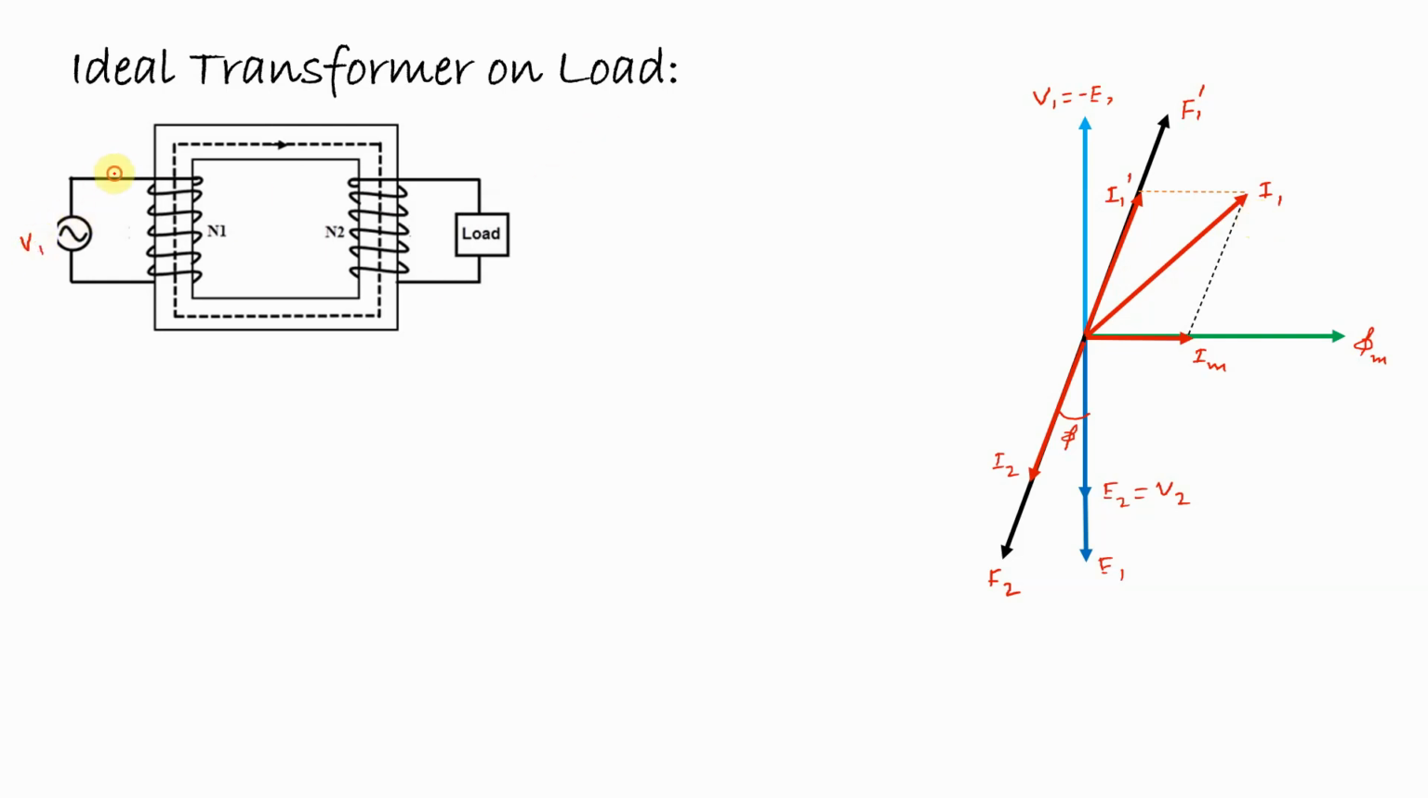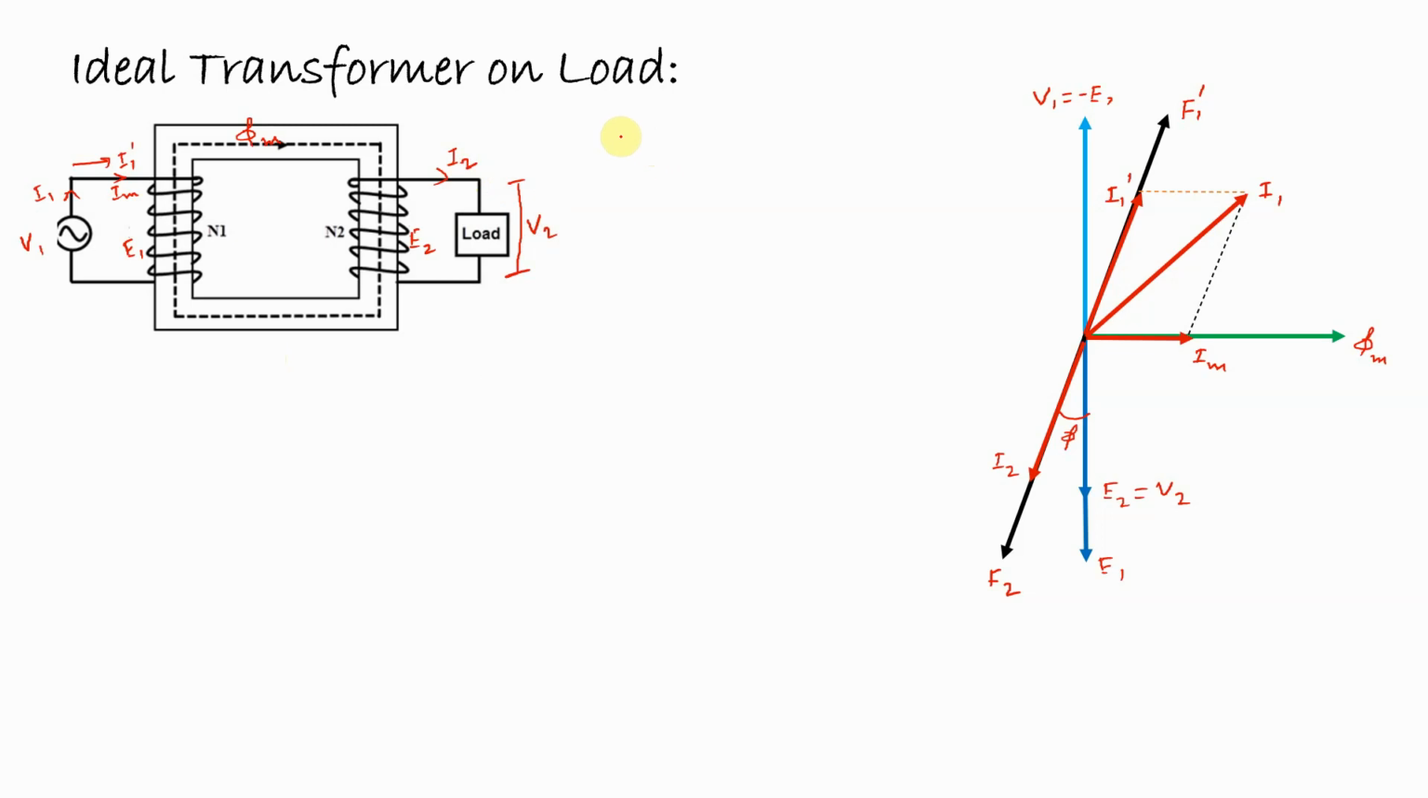So this is Im, another current is I1 dash, so the total current is I1, the mutual flux, EMF in primary, EMF in secondary, current in the primary and secondary side, and voltage across the load. So this is the circuit and corresponding phasor diagram.